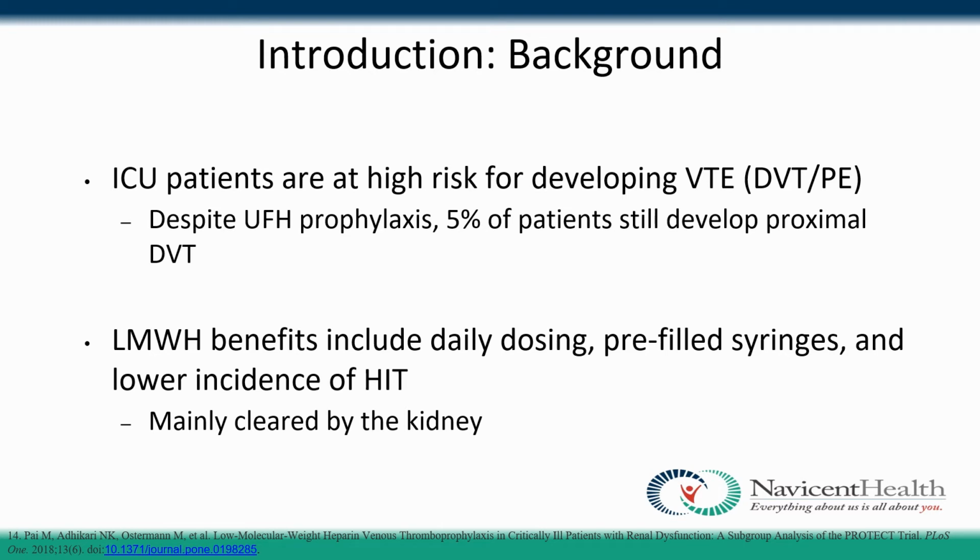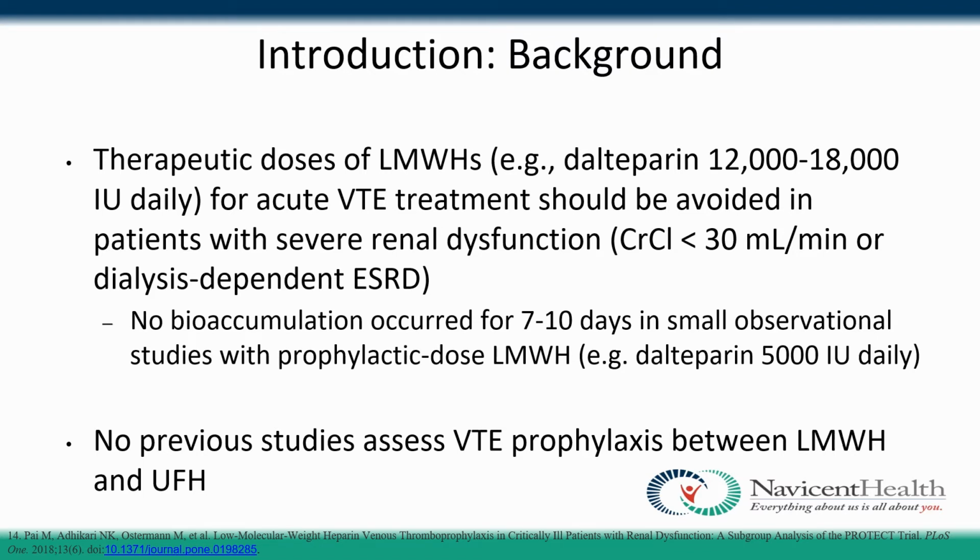However, a pilot study of about 19 ICU renally impaired patients and a multi-centered prospective cohort study of 138 ICU renally impaired patients showed that bioaccumulation of prophylactic low molecular weight heparin was not observed. One thing we need to consider is that we want to avoid therapeutic doses of low molecular weight heparin for VTE treatment in patients with severe renal dysfunction, and those doses may include dalteparin 12,000 to 18,000 units daily. However, you can consider prophylactic doses of low molecular weight heparin, including dalteparin 5,000 units daily, because small observational studies have seen no bioaccumulation occurring between 7 to 10 days of treatment.